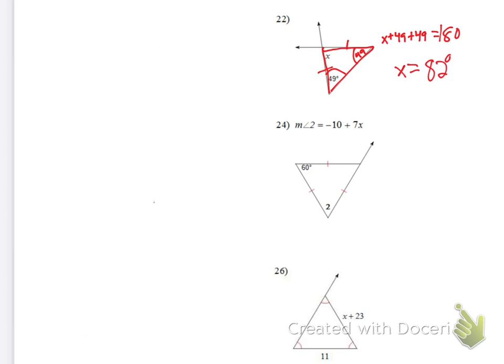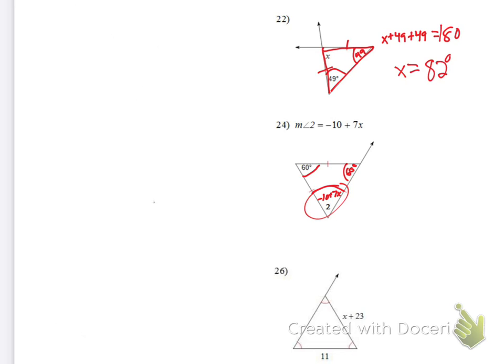All right, 24. So measure 2 right here is equal to negative 10 plus 7x. Now here's the thing. This side is equal to this side is equal to this side, right? It's an equilateral triangle. So what I need to do is, I don't know that this is 60, and in an equilateral triangle, all of them have to equal 60, right? Every single one of these angles has to equal 60, because when you add all three of them up, they equal 180.